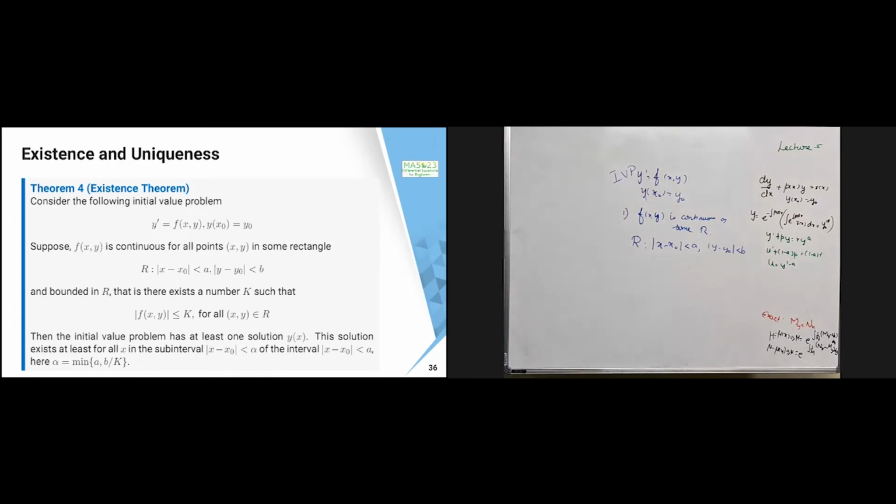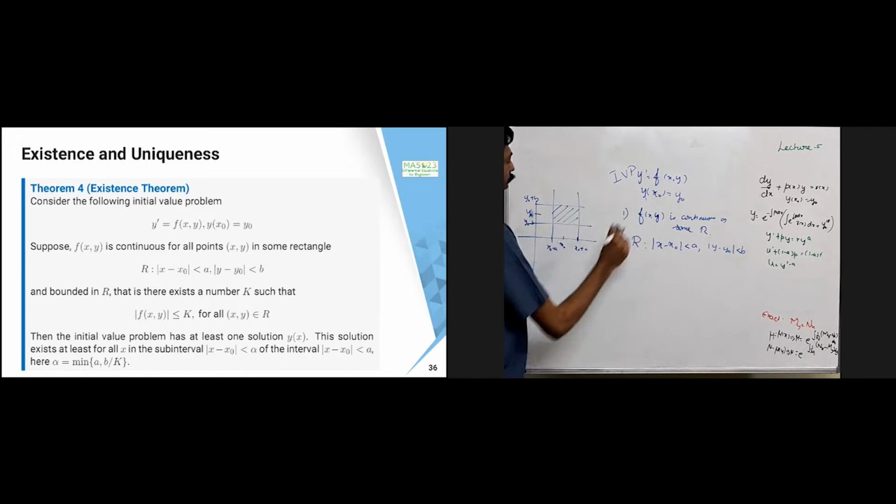So what I have is a rectangle. Here x minus x naught less than a means I have x naught here, x naught minus a here, and x naught plus a here. Similarly, I have y naught here, y naught minus b here, and y naught plus b here. So this is my rectangle, and I said that f of x comma y is continuous on this rectangle.